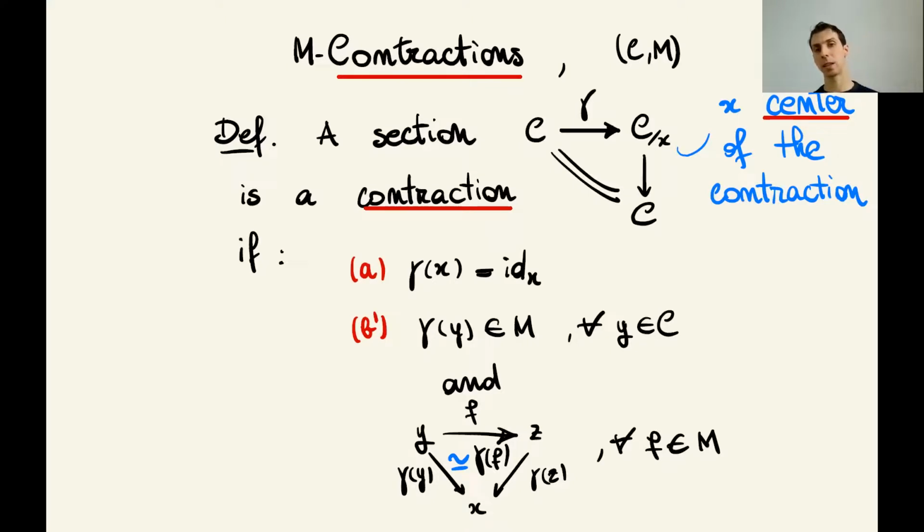What is nice is that if X is the center for two contractions, then these two contractions must be isomorphic. So being a center is a well-defined notion regardless of the contraction we choose, because if there is another contraction, that one must be isomorphic to the first one.